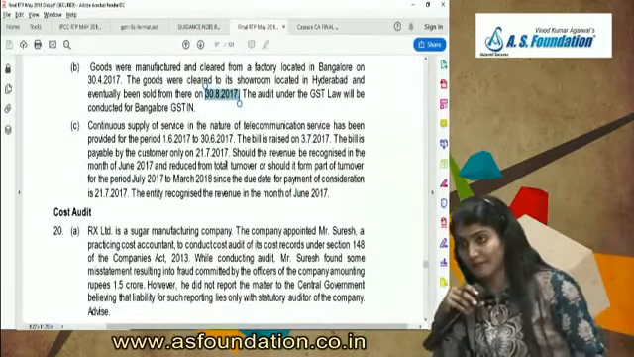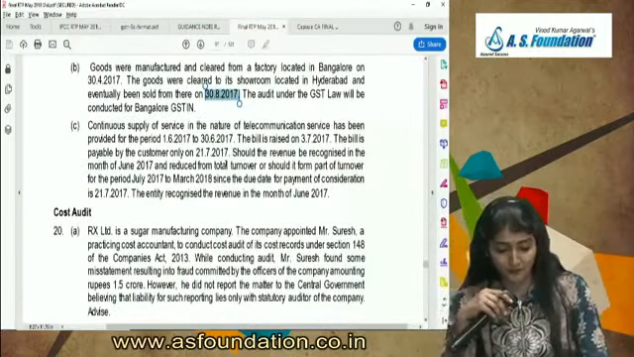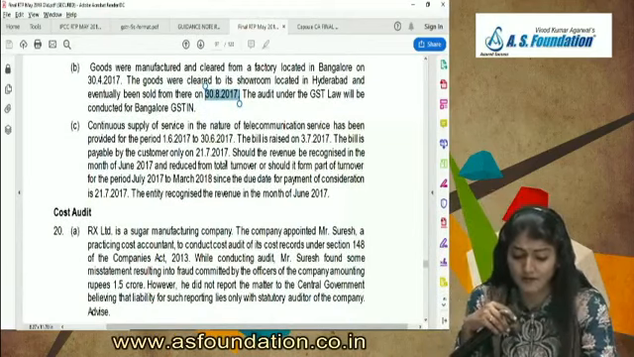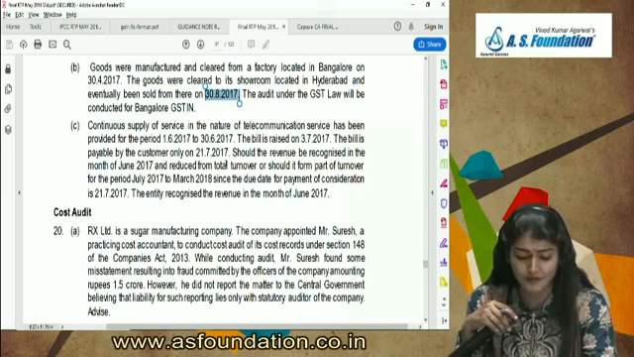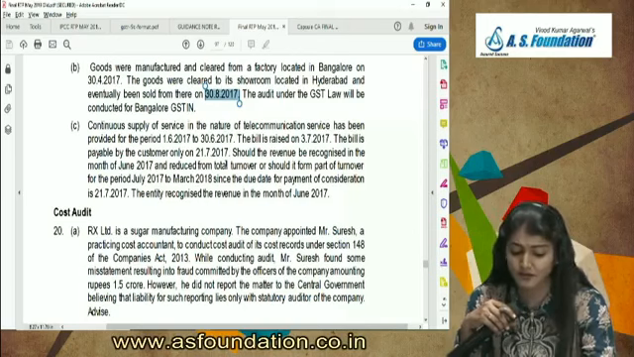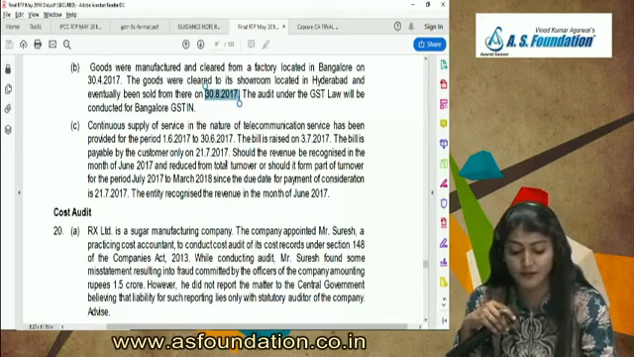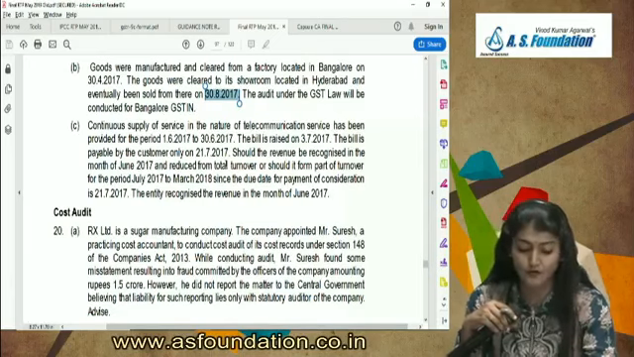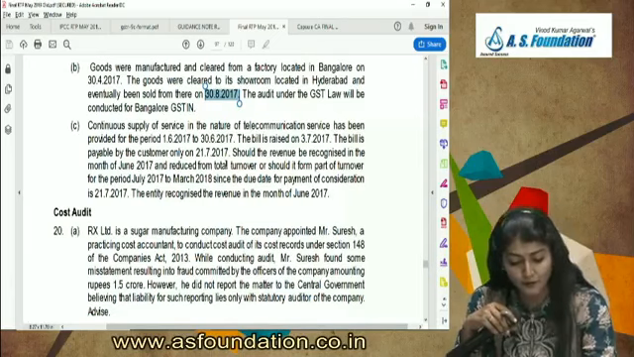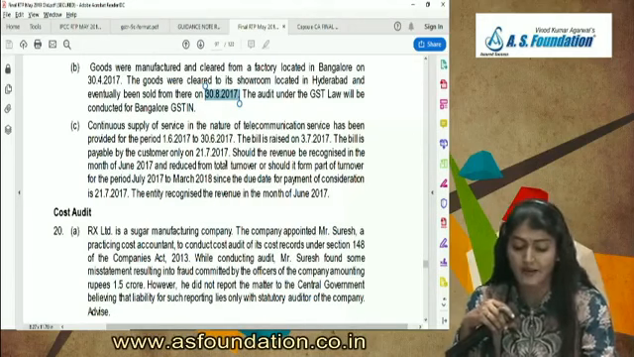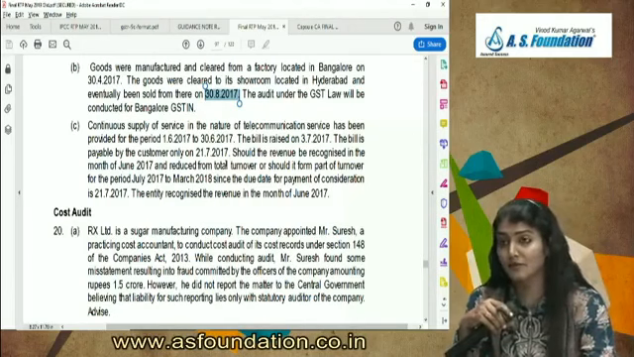And the last one, the telephone bill, mobile bill. Continuous supply of service in the nature of telecommunication service has been provided from 1st to 30th June. Bill is raised on 3rd July. Payment is due on 21st of July. Should the revenue be recognized in the month of June and reduced from turnover, or should it form a part of turnover from July to March since the due date for payment is 21st of July? The entity recognized the revenue in the month of June.